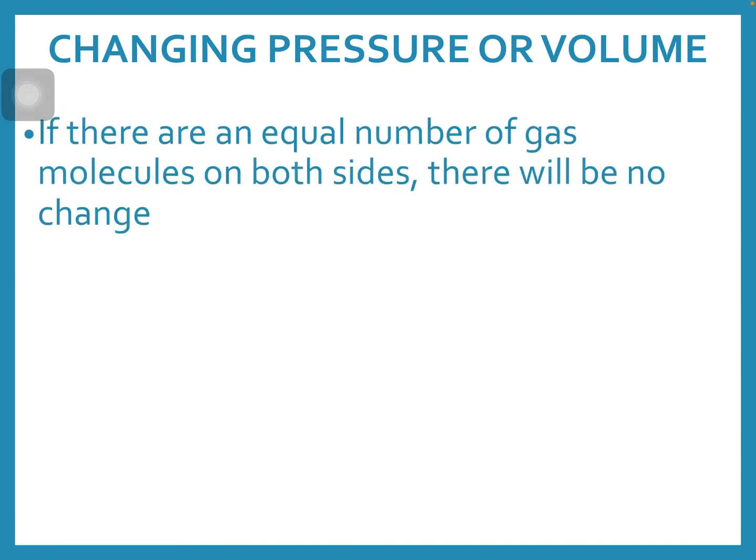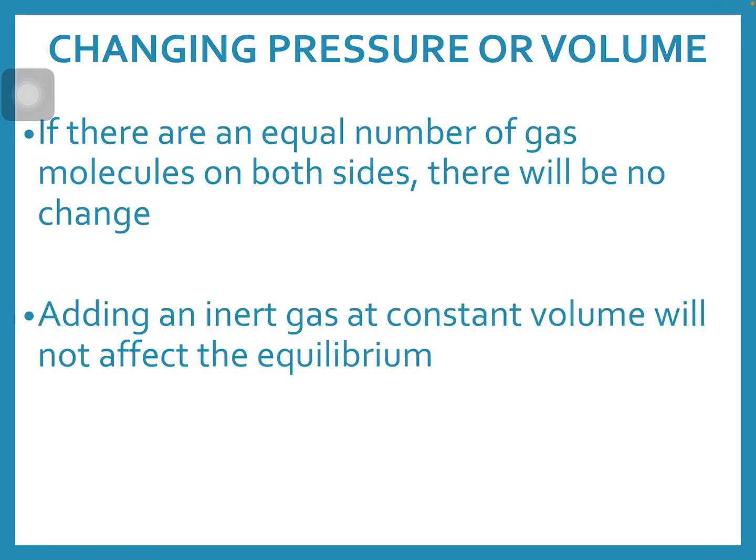So a couple things, if we have an equal number of gas molecules on both sides, then there's actually no impact to this. So once again, only gas molecules count, and with equal numbers of gas molecules, there's no change. And then the other thing is if we add an inert gas at constant volume, there's no impact on equilibrium. So an inert gas is something that is not going to react with anything. So one of the noble gases, if we were to add that in, that would make no impact.